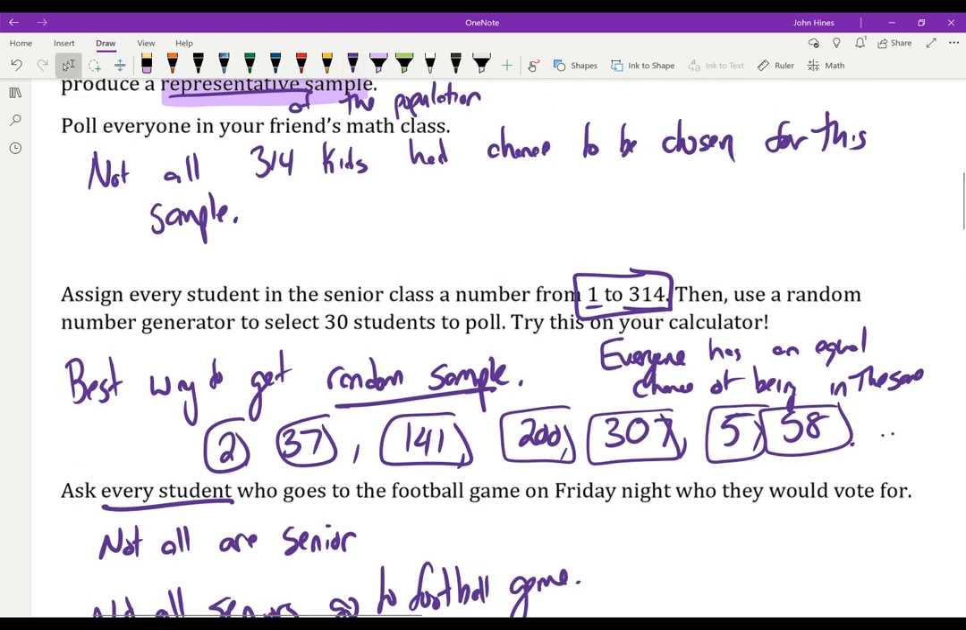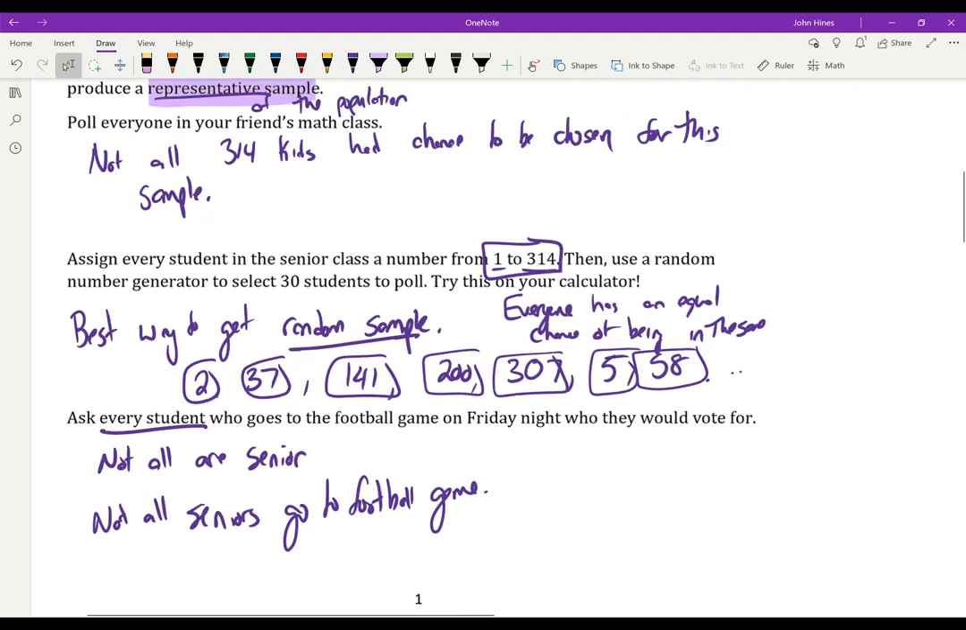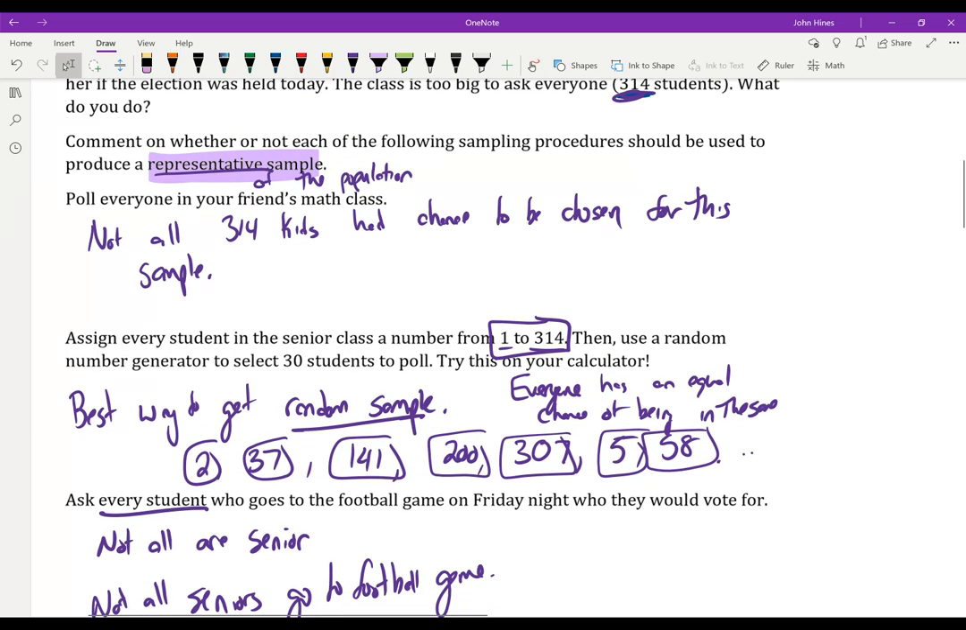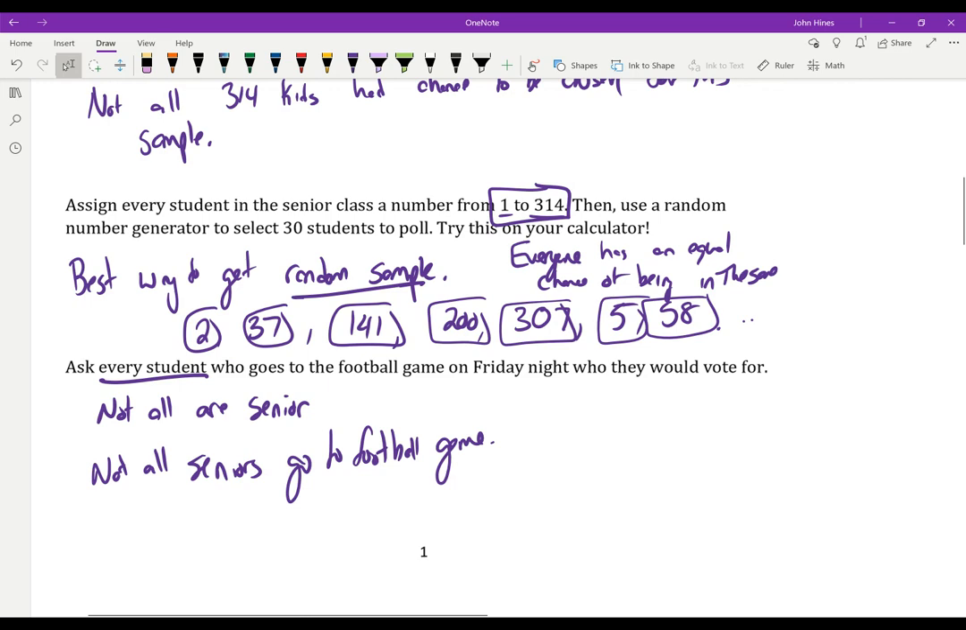So the best way to do it is to use some kind of random number generator to randomly pick kids. When you get a random sample, everyone in that population should have a chance of being selected to be part of that sample, and you want to do it randomly. It might be easier to ask the kids in your friend's math class, but that's not going to give you a true representative sample of the population.